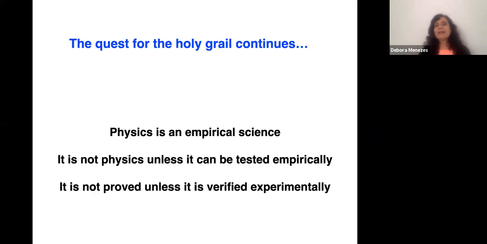And of course, it means that we have lots of work to do, right? Physics is an empirical science, I like this sentence very much: it's not physics unless it can be tested empirically. So that's why nuclear physics constraints are very important. If we want an equation of state, it has to reproduce nuclear physics properties. And it's not proved unless it's verified experimentally. So once I have a model that I think is okay, I have to go through observations. In this case, it's not experimentally, it's observationally, because I'm talking about neutron stars. But if I want to prove that the model is correct, it has to verify something that I can detect.